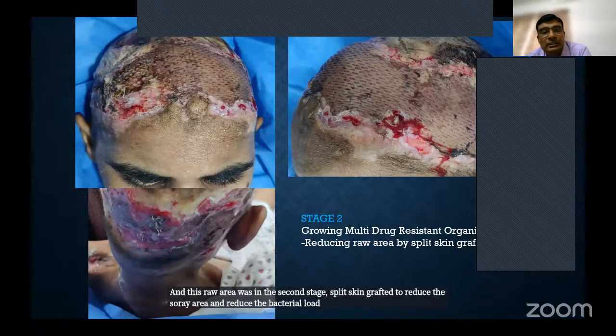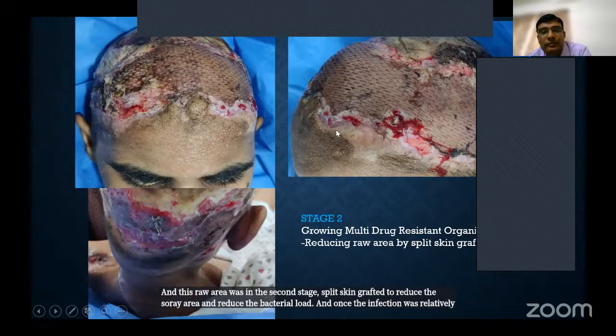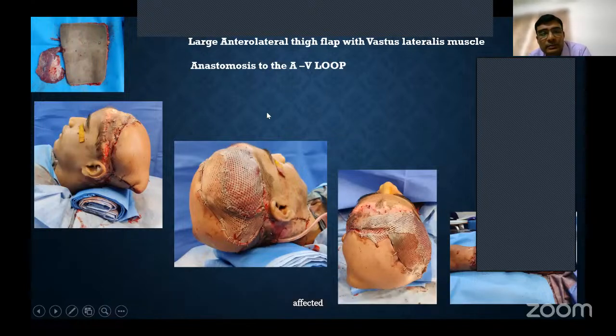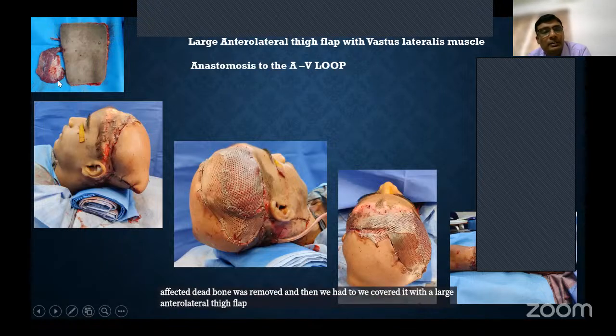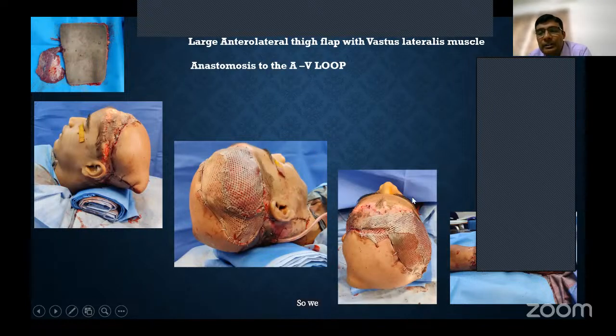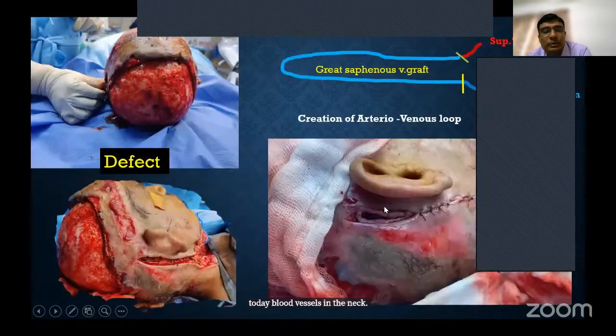And once the infection was relatively cleared, we had to go in and remove all the affected dead bone, and then we covered it with a large anterolateral thigh flap, which we took along with a bit of vastus lateralis muscle because the defect was too big for one flap to cover. So we finally connected it to the blood vessels in the neck, and this is the post-op, and this is the defect.